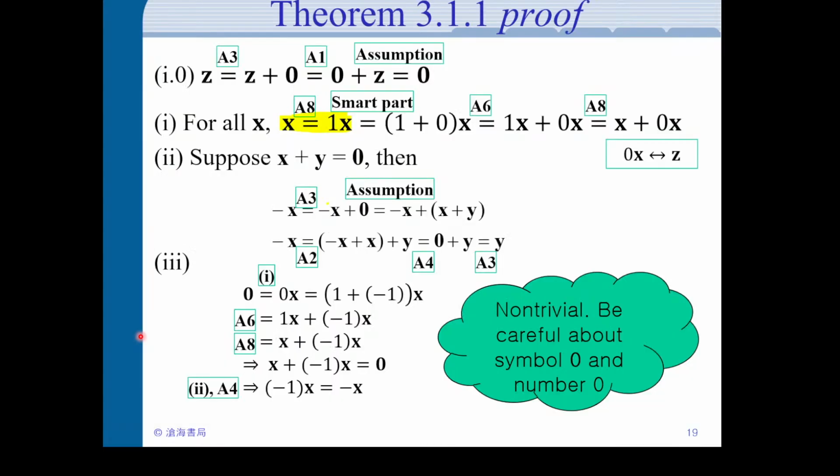So we start with A8, and we have x equal to scalar 1 times x. And then we're doing the smart part. That's actually none of the assumptions we have. We just do scalar addition. So 1 is the real number 1. We know real number addition, real number 1 equals real number 1 plus real number 0. And this is the smart part.